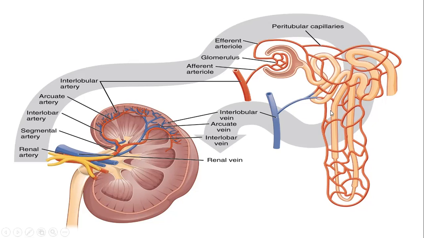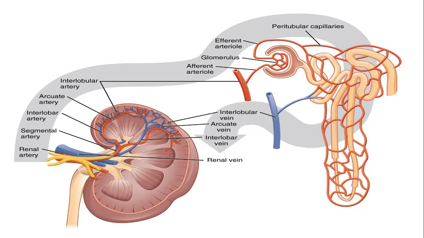Then later on, they're going to join up to form what we call the venule. Then this venule will join what we call the interlobular vein. Then from the interlobular vein, arcuate vein, then interlobar vein, then it will go into what we call the lobar veins. Then after that, it will join to form what we call the renal veins. Hence, it will leave the kidney and join what we call the inferior vena cava and take the blood back to the heart for oxygenation and other processes.